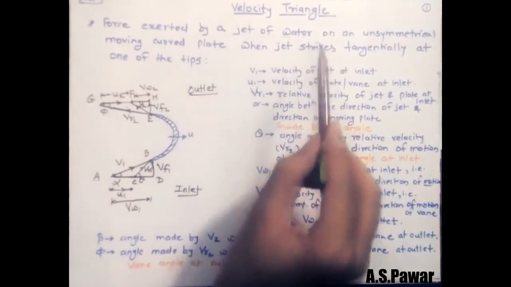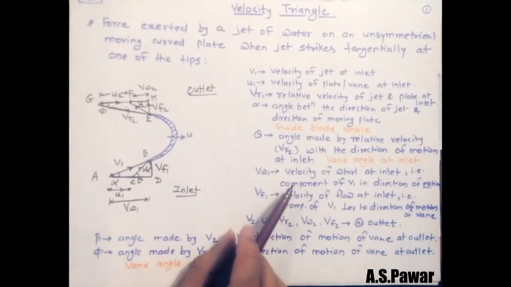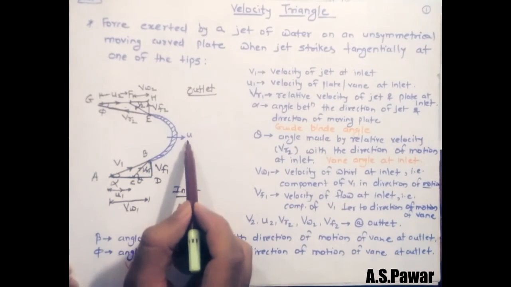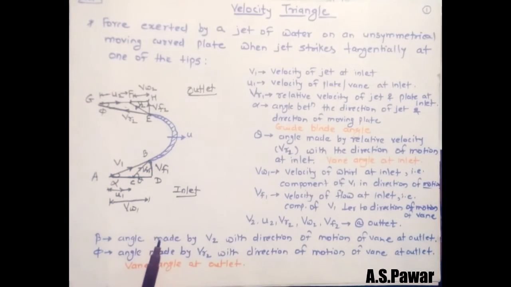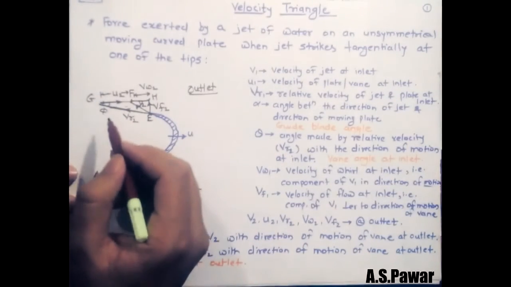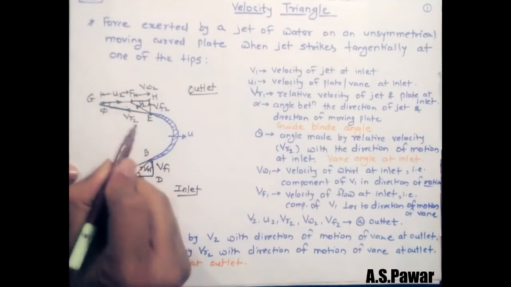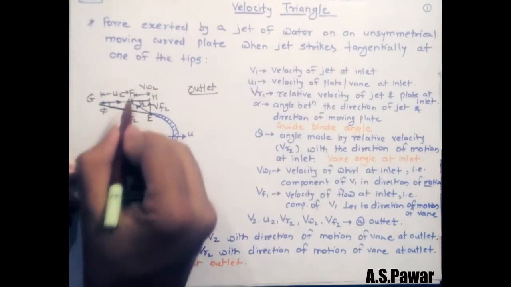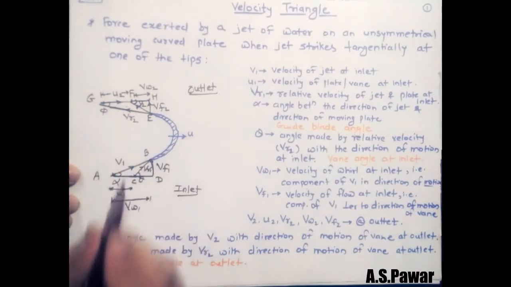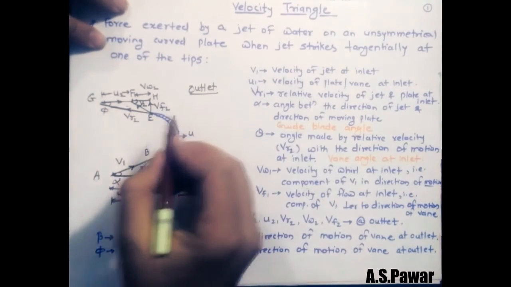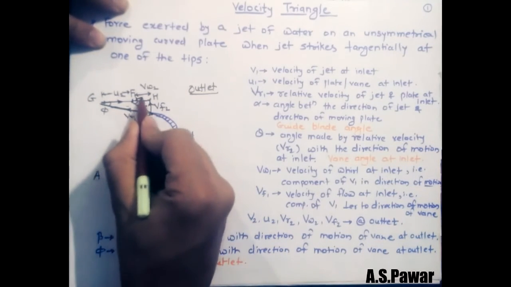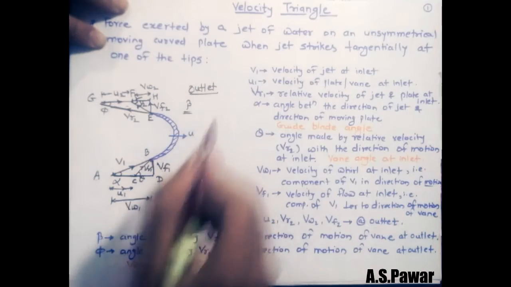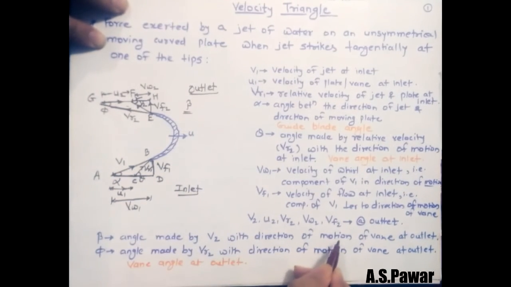Now this is one generalized situation where we have considered a curved plate which is moving with a certain velocity u or u1. In this triangle again there are certain angles. This is angle phi, which is made by Vr2 with the direction of motion. V2 also makes a certain angle with the direction of motion. As there is no space here, I will write this angle here. That angle is beta. Beta is the angle made by V2 with the direction of motion of the vane at the outlet. Likewise, phi is the angle made by Vr2 with the direction of motion of the vane at the outlet.